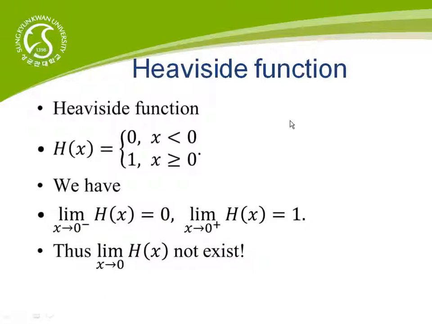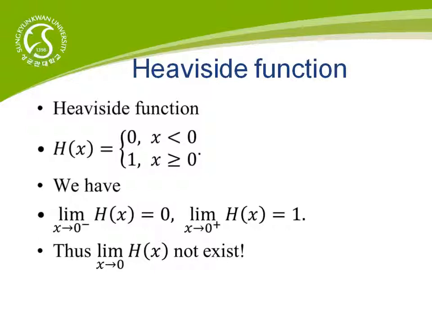Here are some examples to examine the continuity. You must have heard of the Heaviside function. This is the definition of the Heaviside function: h of x is equal to 0 when x is less than 0, and h of x is equal to 1 when x is greater than or equal to 0. Then the left limit of h of x as x approaches 0 is 0, but the right limit of h of x as x approaches 0 is 1. So they are not the same. Even though the left limit exists and the right limit exists, they are not the same.